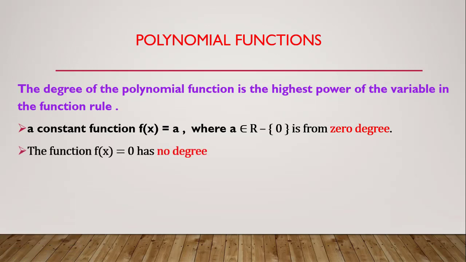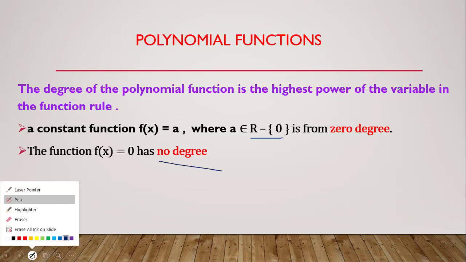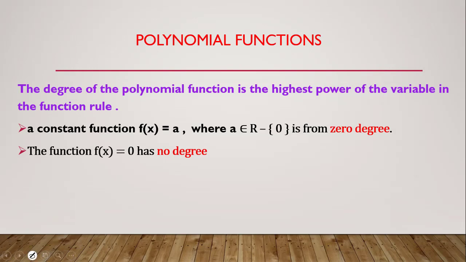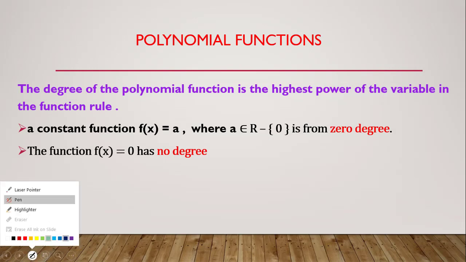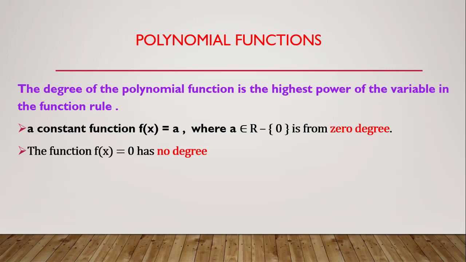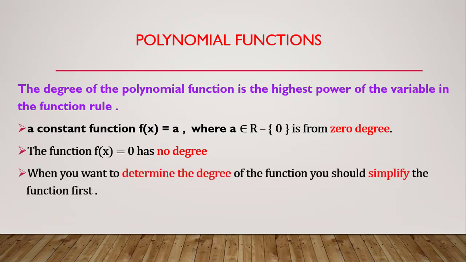Okay, but if the function is f of x equals 0, not any number except 0, but here if the function is f of x equals 0, in this case we say that this function has no degree. Okay, so f of x equals a constant is of degree 0. If the function is f of x equals 0, it means that this function has no degree. Okay, when you want to determine the degree of the function, we should simplify. If we want to determine the degree of this function, we should simplify the function.